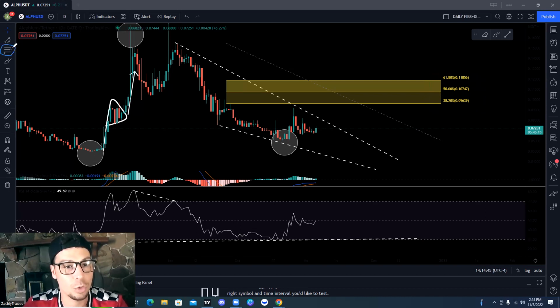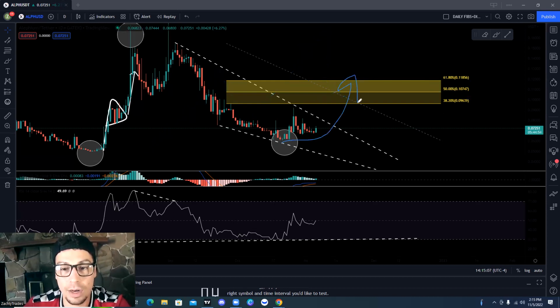So that's using the fib tool over here. What we've done is taken our swing high, connected it to our swing low down here, and nothing is going to move in one direction, right? It's going to come down, bounce, and then go back down, right? Or it's going to go up, bounce, and then go back up. All right. So we're looking to see if we take these three levels out, right?